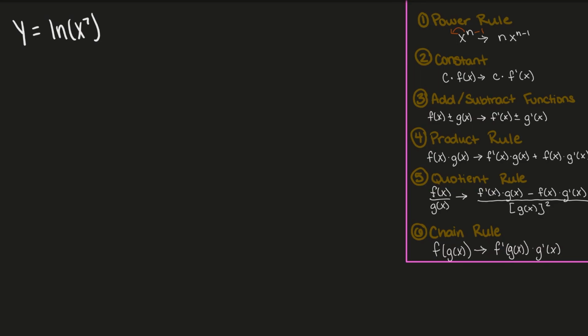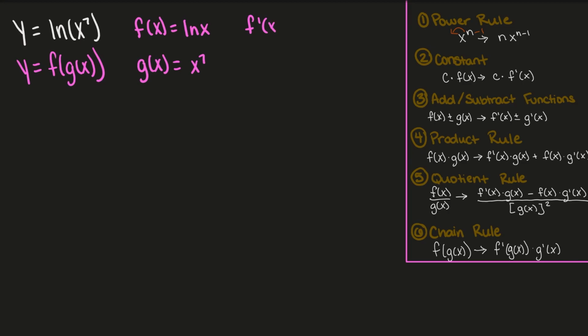Now we have y equals ln x to the 7th power. So this is going to be a chain rule because we have y equals f of g of x. So f of x is ln x, and g of x is x to the 7th power. So f prime x is going to be, that's one of our common derivatives where the derivative of ln x is 1 over x. For g prime x, we're going to use the power rule, and we're going to bring that 7 to the front and subtract 1. So g prime x will become 7x to the 6th power.